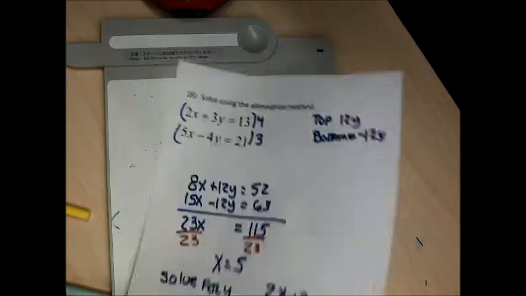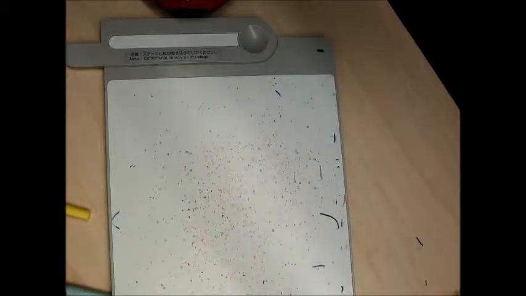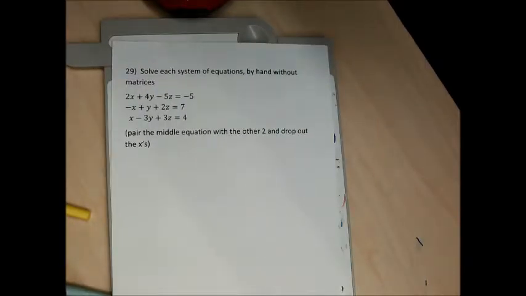Number 29 is not so fun. I'm supposed to solve a system that has 3 equations and 3 unknowns without matrices. So how am I going to do that? Well, it says pair the middle equation with the other 2 and drop out the x's.